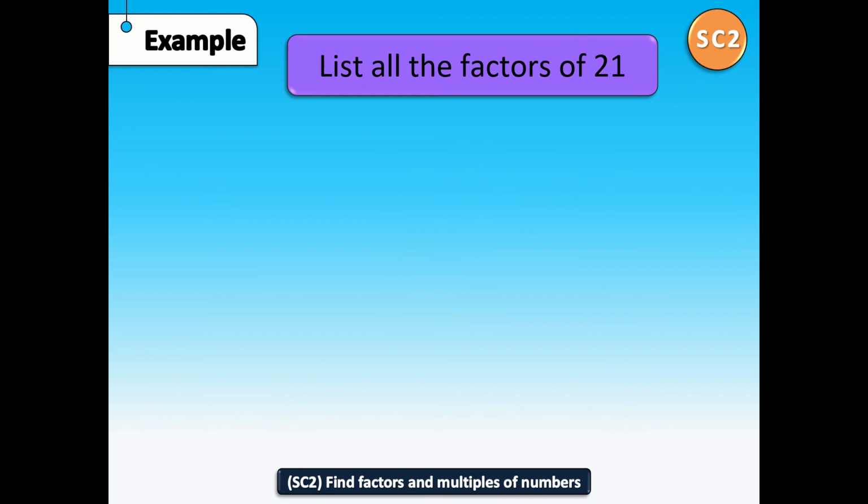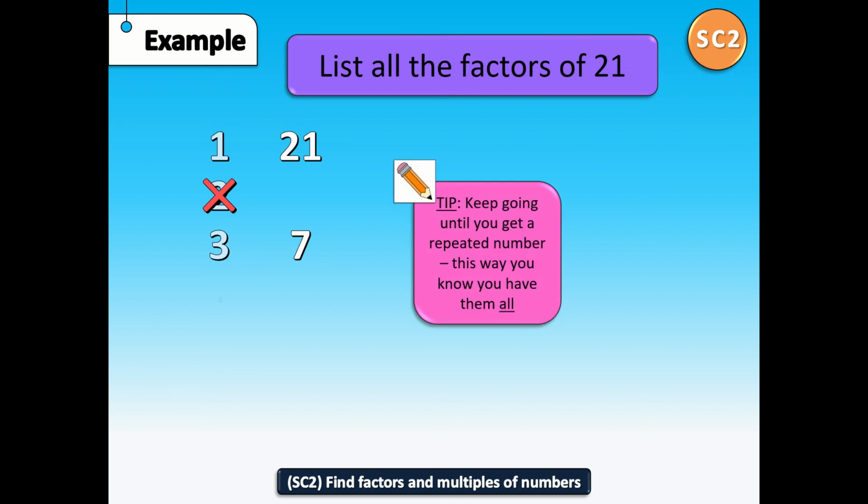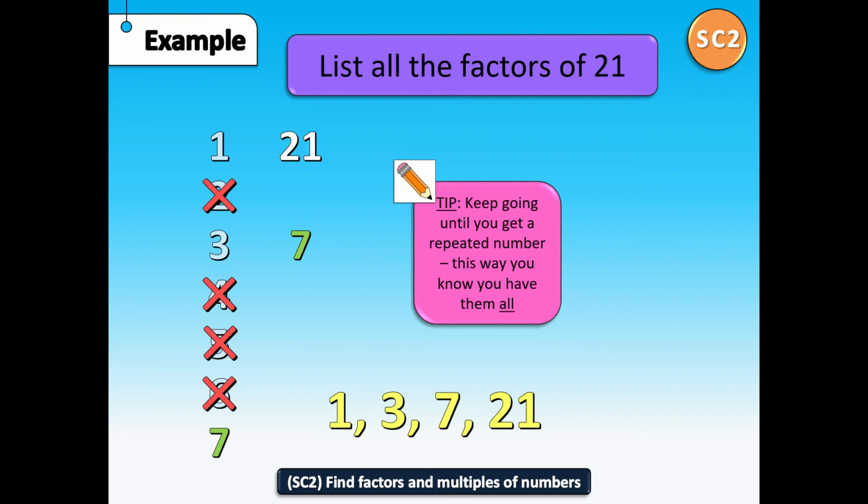This time we want to list the factors of 21. So we start with 1 and 21. 2 isn't a factor of 21 because it doesn't go into 21. 3 and 7 because 3 times 7 is 21. 4 isn't a factor of 21 because 4 doesn't go into 21. 5 is not a factor of 21. 6 is not a factor of 21. 7 is a factor of 21, but we've already got 7, so we can stop. So the factors of 21 are 1, 3, 7 and 21.